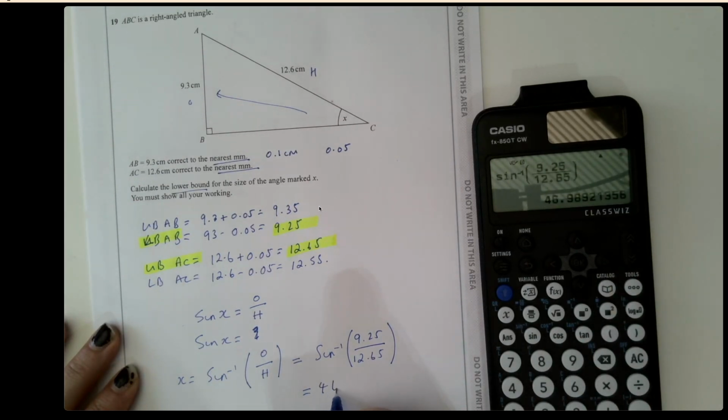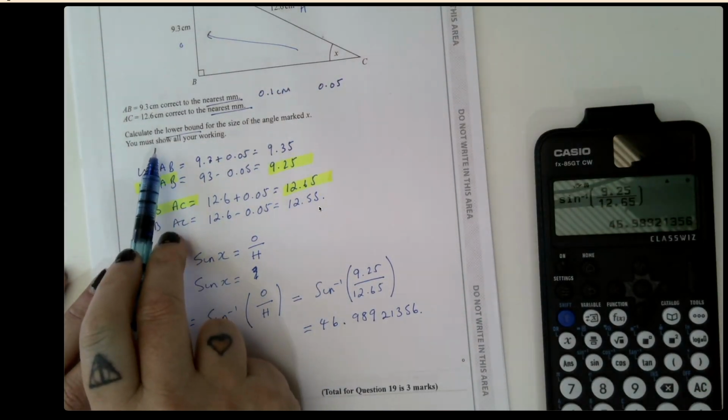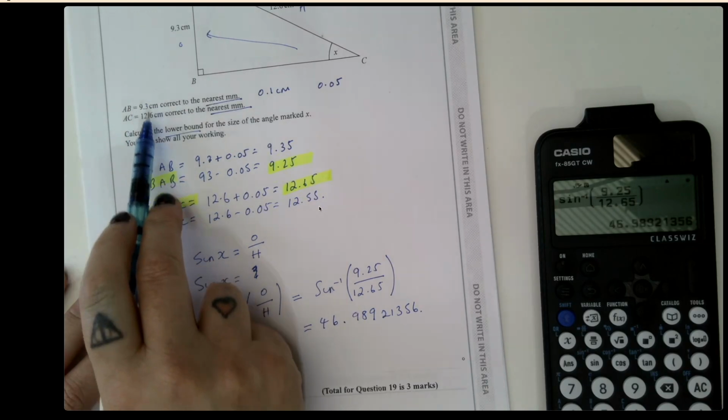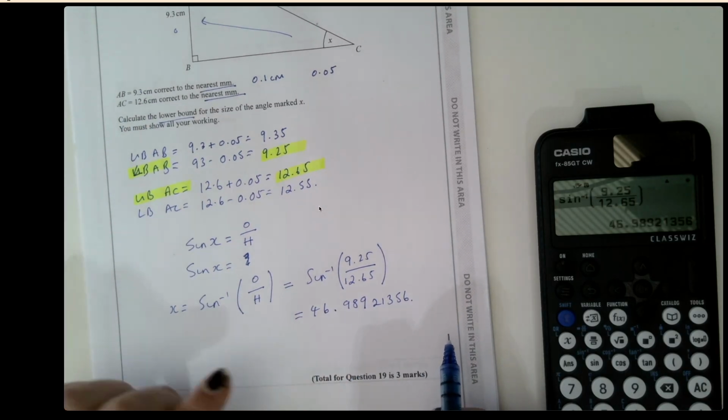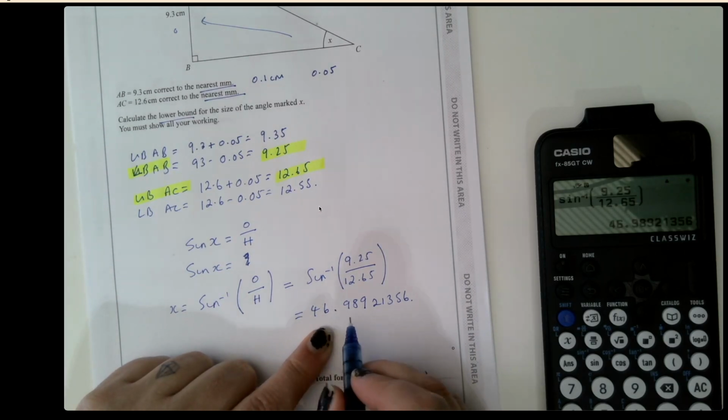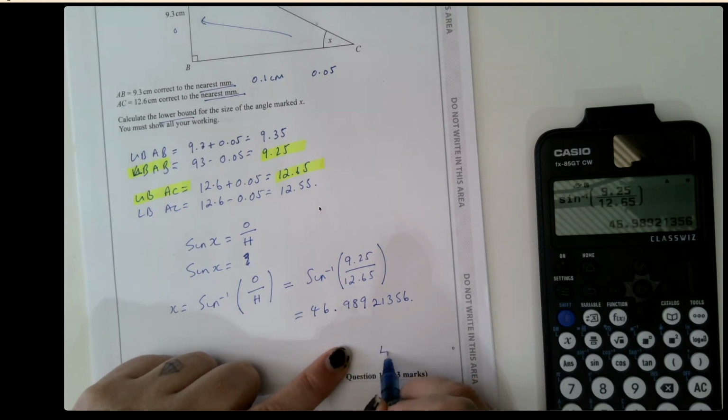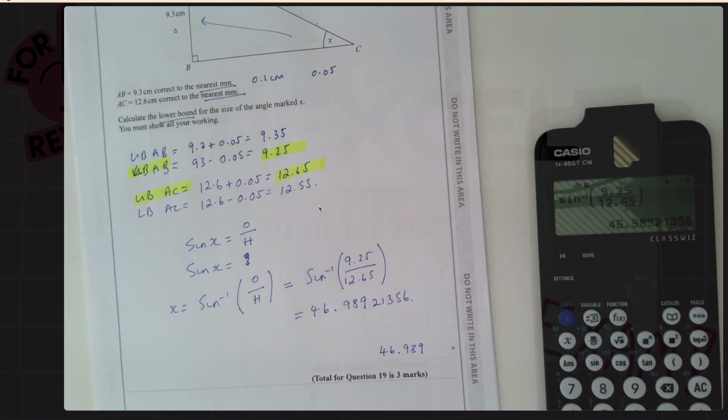So it's 46.98921356. It doesn't tell us what to round it to. Everything else is to 1 decimal place. So we could write it to 1 decimal place, or we could just leave it like this. So 46.989, and we'll stop it there.